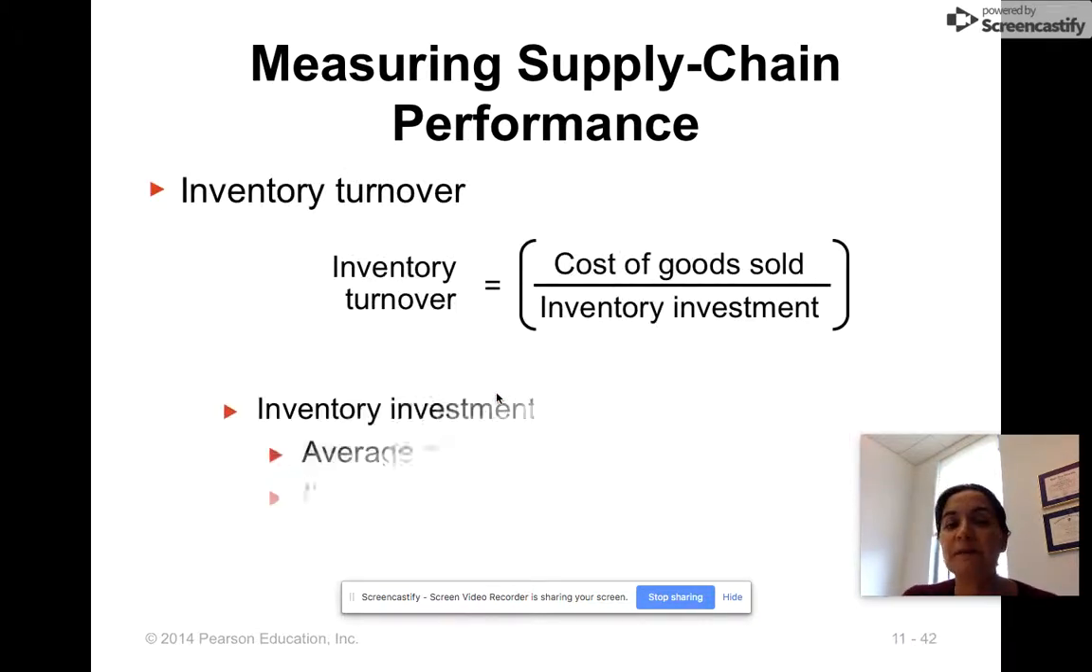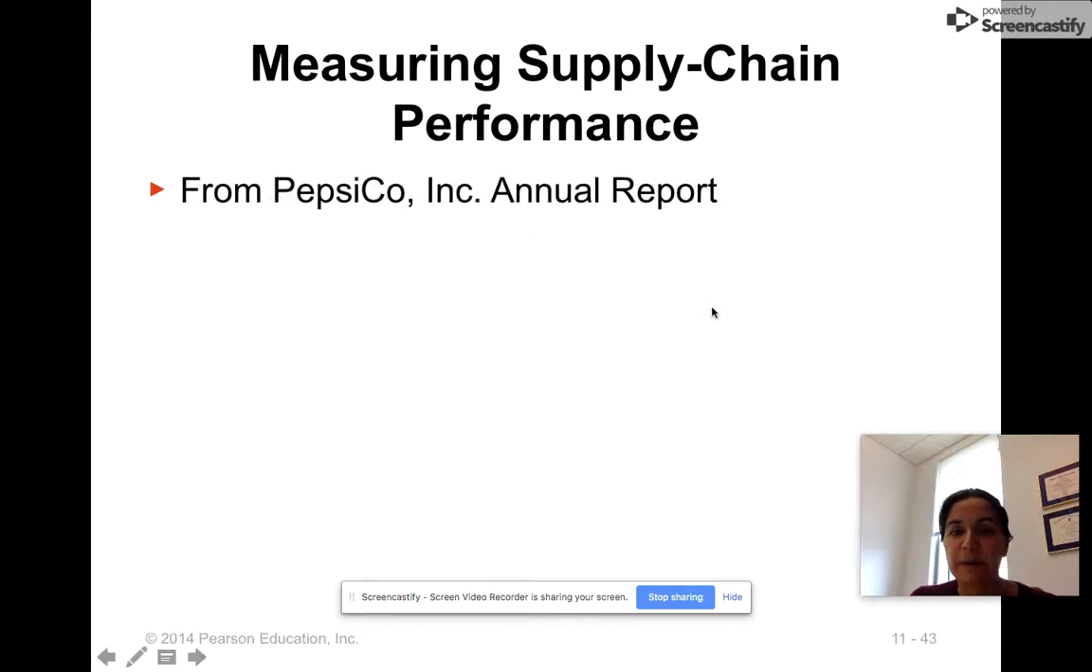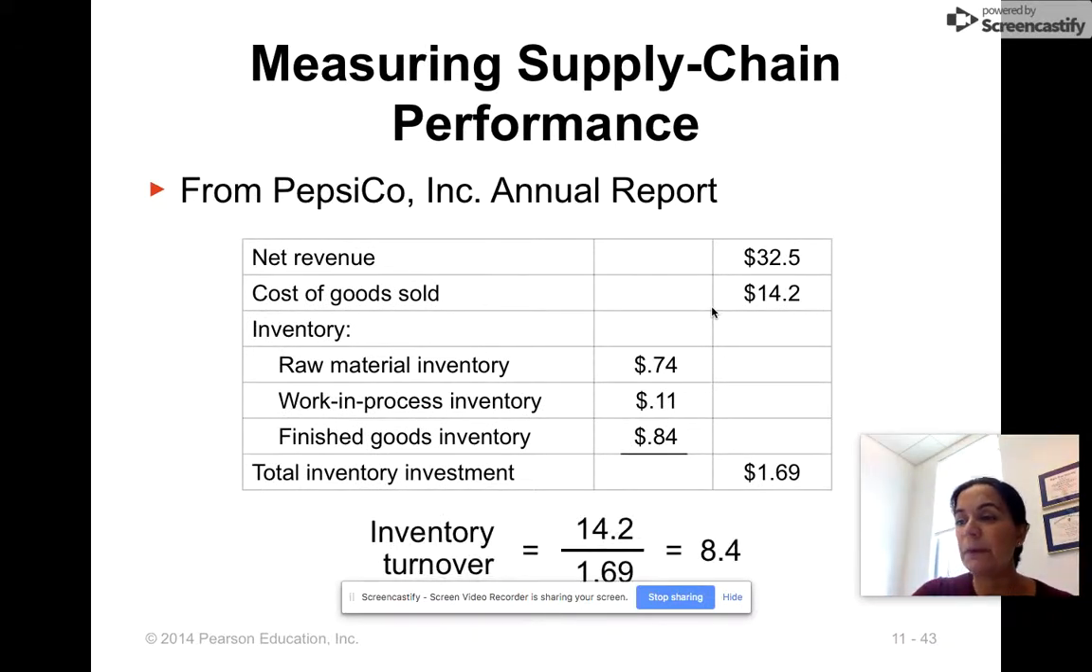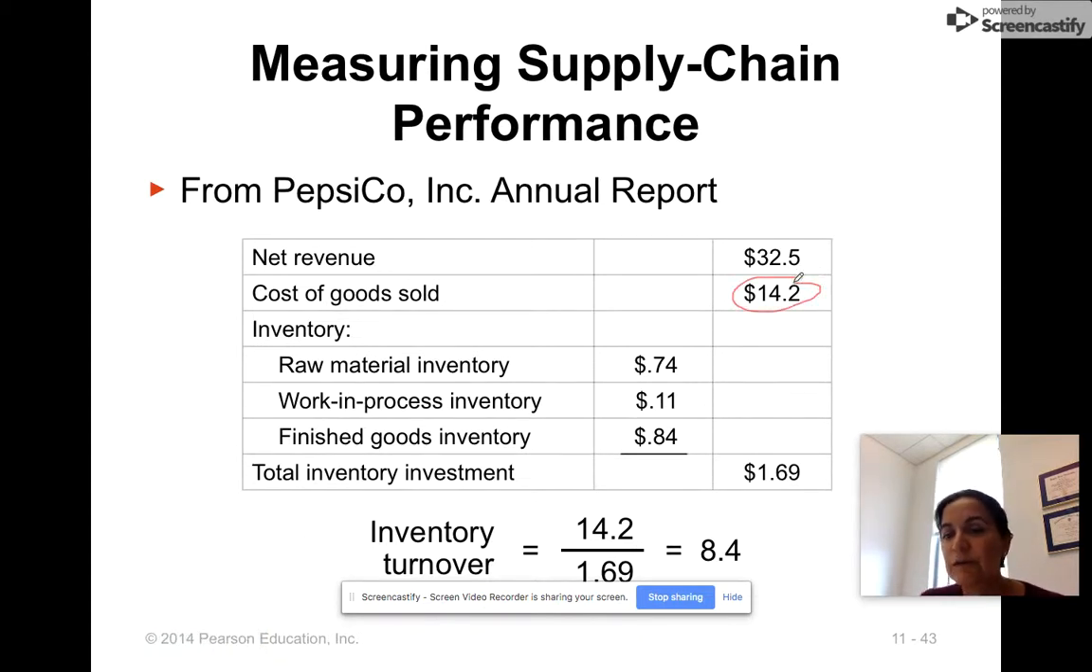The second thing we want to look at is inventory turnover, which means how quickly your inventory is bought and sold. Inventory investment is the average over 2. The inventory turnover formula says it's cost of goods sold divided by inventory investment. In your book, look at example 3, page 462. This is the data given to you from the Pepsi-Cola annual report. The total cost of goods sold here is given as 14.2. You divide it by 1.69, which is the inventory investment, so the inventory turnover at Pepsi is 8.4.